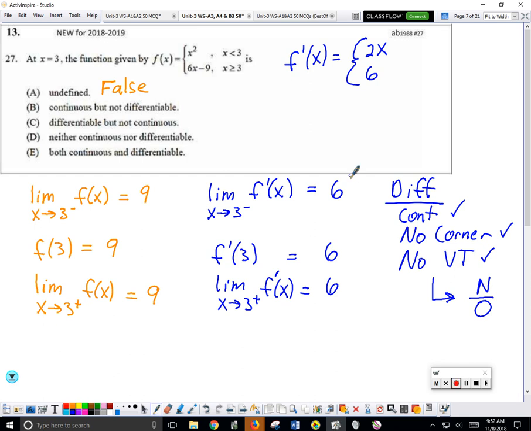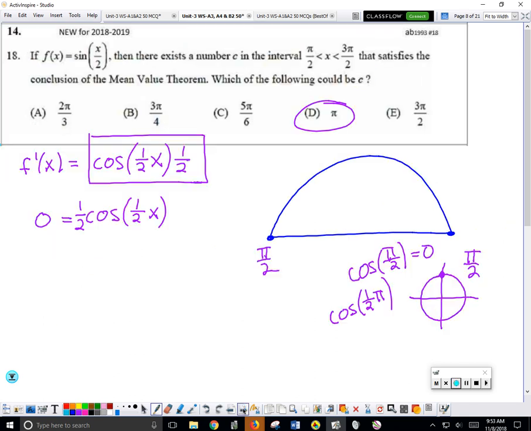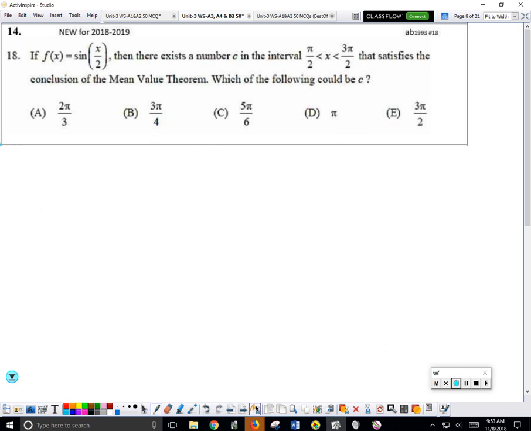Question? Awesome. Done with that one. Next one. So is that E? So the function is both continuous and differentiable. The last one of the day. Number 14.